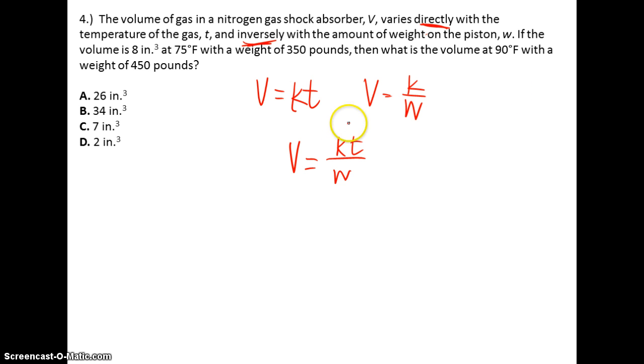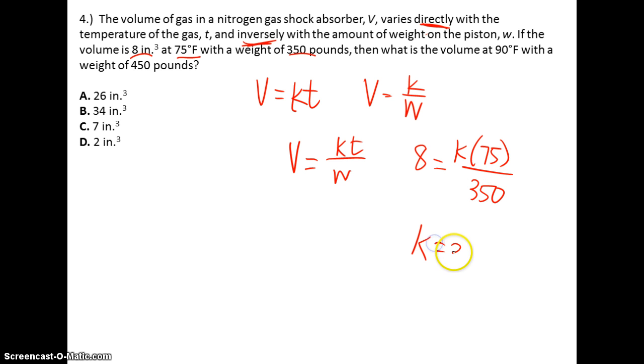Alright, then we can find K because we're given the volume, the temperature, and the weight. So we can plug in. So we know 8 equals K times 75 over 350. Alright, then when we solve for K, you should get that K equals 37.33.